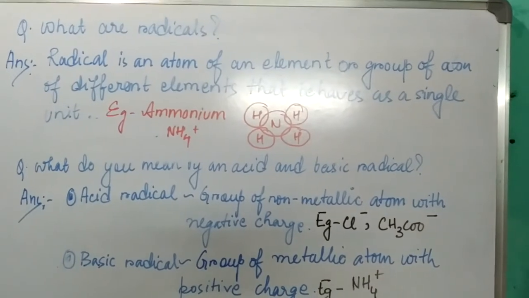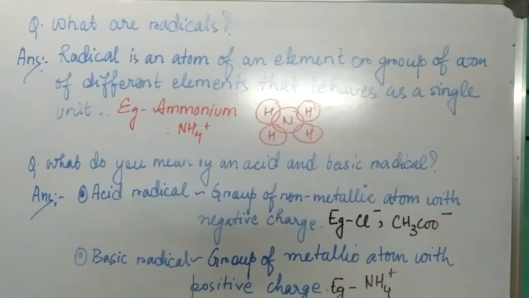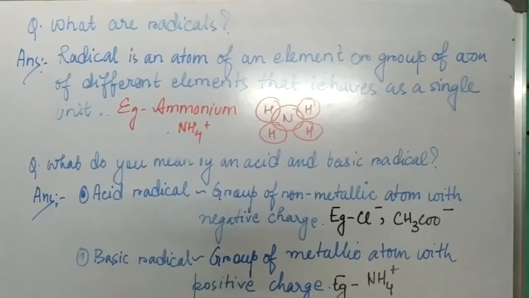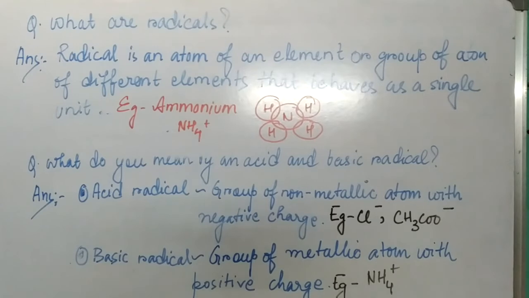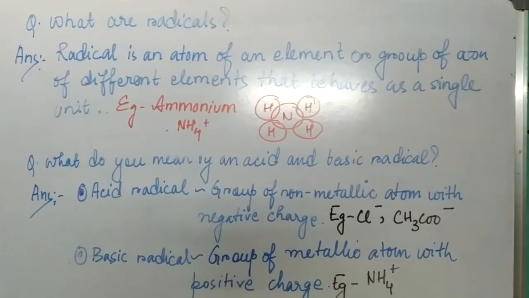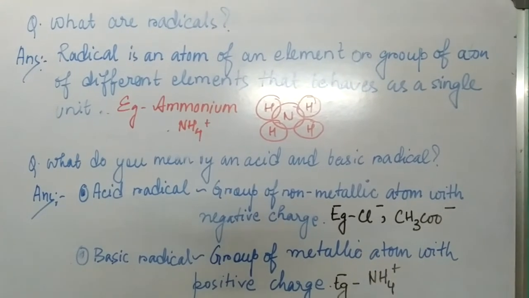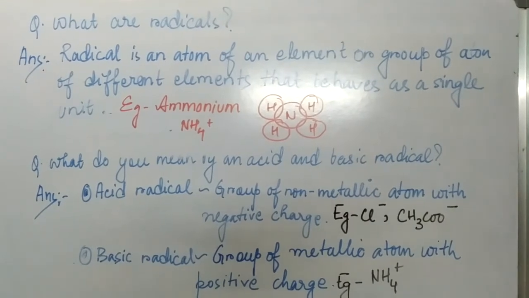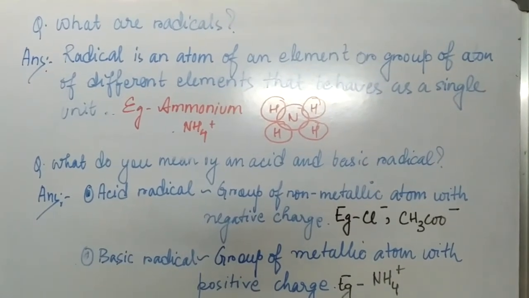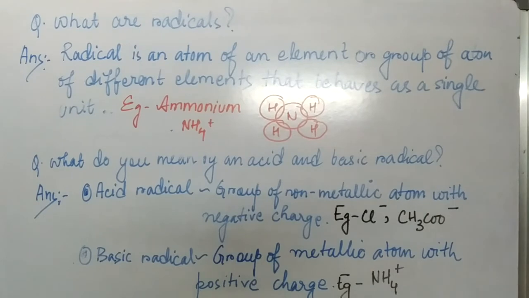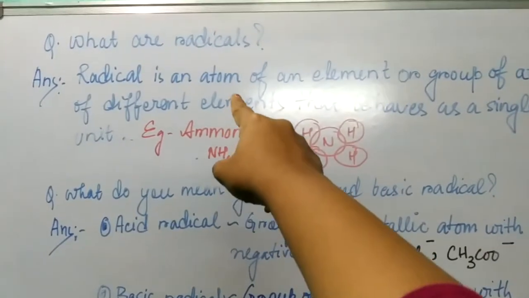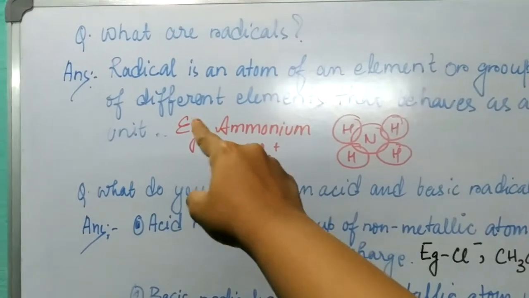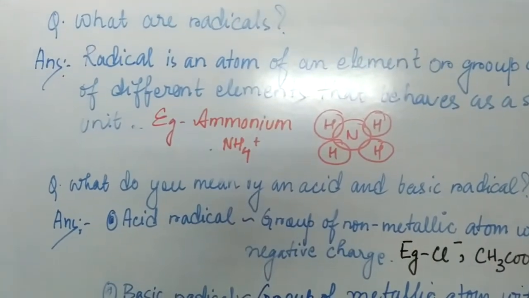So our next question is, students, what are radicals? Now, a radical is an atom of an element or group of atoms of different elements that behave as a single unit. Now, as all of you can see, students, what I said is an atom of an element, or it may be a group of atoms of different elements.